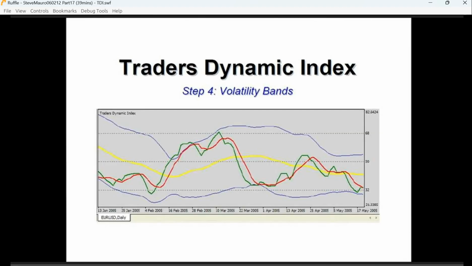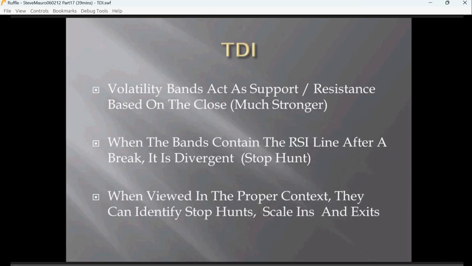So to further the cause, he added some volatility bands, which are simply a take on Bollinger's standard deviation. The way they're plotted, I don't know the calculation, but for argument, they're plotted 2 standard deviations away from the market basis. Remember standard deviation: if it gets too far away, it's got to snap back. Volatility bands act as support and resistance based on the close, much stronger.